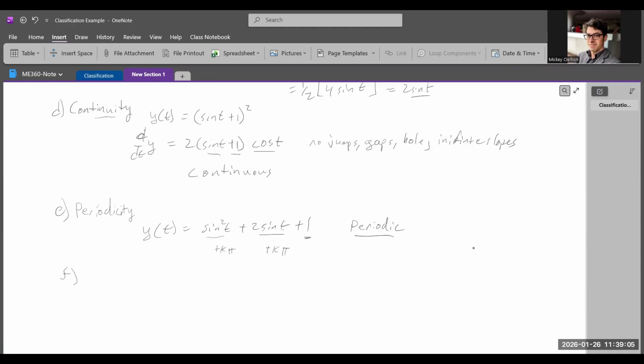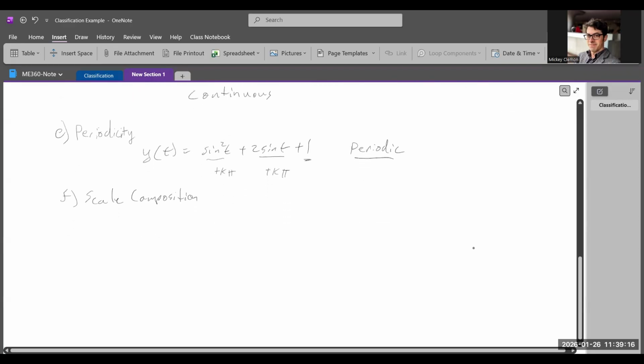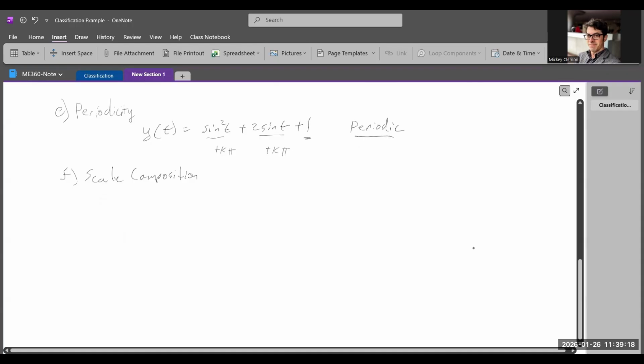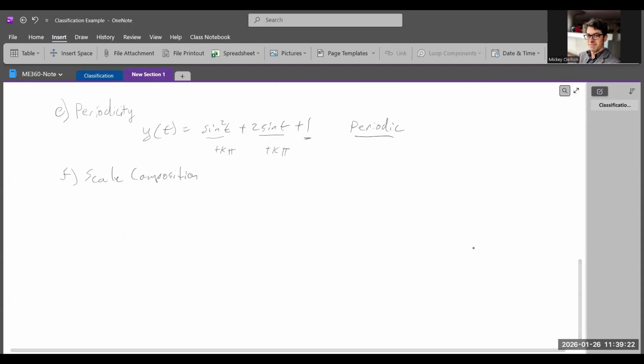Next, we have scale composition. So scale composition is kind of a flexible term. This is kind of to describe, can we see all of the frequencies on the same graph? There's not a hard and fast rule for what determines what becomes multi-scale or multi-resolution. What we're trying to identify is this single or multi.